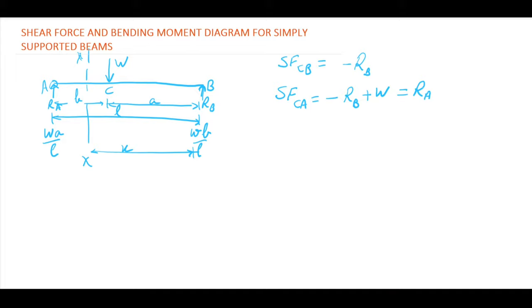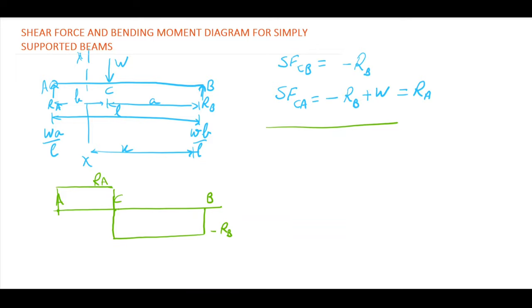So if I draw the shear force diagram, so this is my axis. On this I plot point B, C and A. At point B, my shear force is negative RB. It remains constant up to point C. At C, there will be a step change and the magnitude of the shear force will become RA.